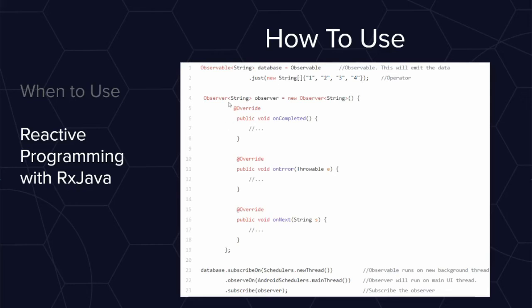The second key component is creating an observer that consumes the data. In this code snippet, the observer consumes the data emitted by the database observable. It processes the data received and also handles any errors inside it.